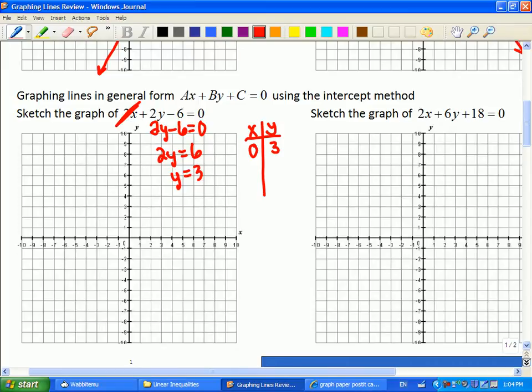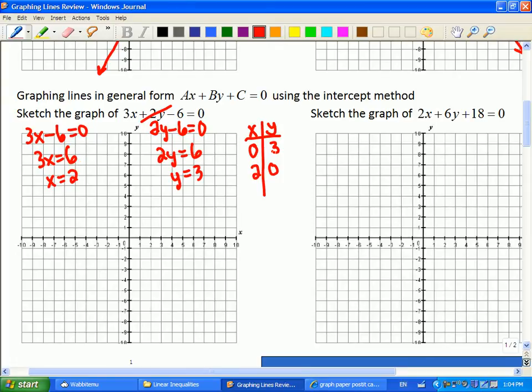So now I've got 1 point out of it, and I only need 2 to graph the line. I'm going to do this one again. I'm going to be lazy this time. I'm going to make y disappear this time, which means now my equation looks like this. 2y is going to be gone, and I have 3x minus 6 equals 0. So 3x equals 6, x equals 2.